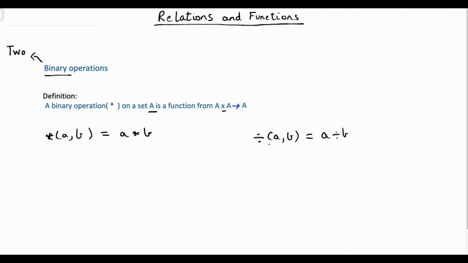The division operator cannot be defined on the set of real numbers because if you take b as 0 and a as any other number, you will get a by 0, which is not defined and it does not exist in the set of real numbers. Therefore, this is not possible. But if you limit the set A to the set of real numbers minus the element 0, then this operation is valid because then b cannot be 0 and so there will be no division by 0 and therefore a by b will be valid.